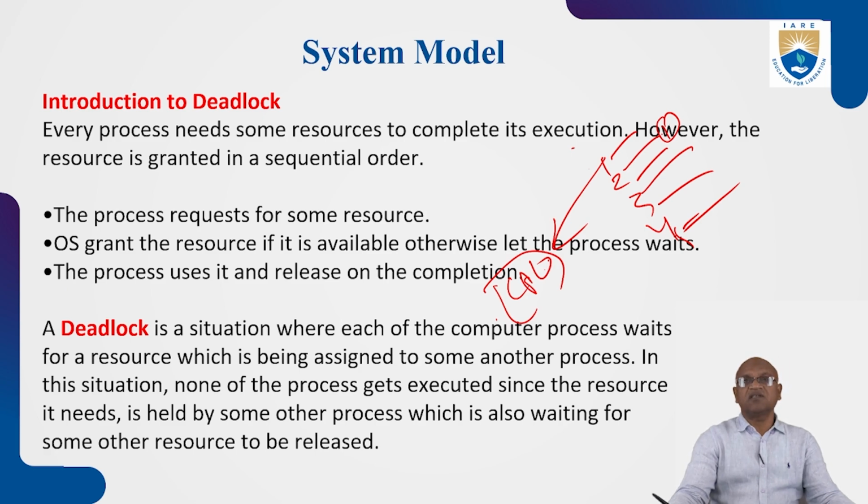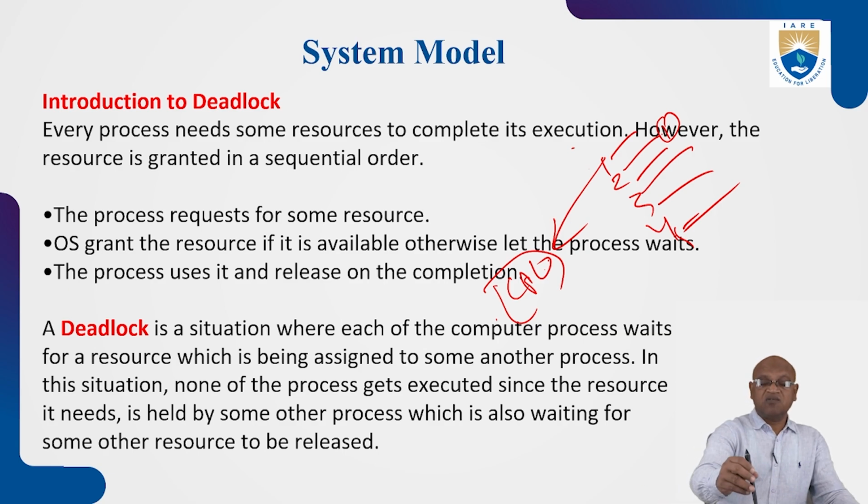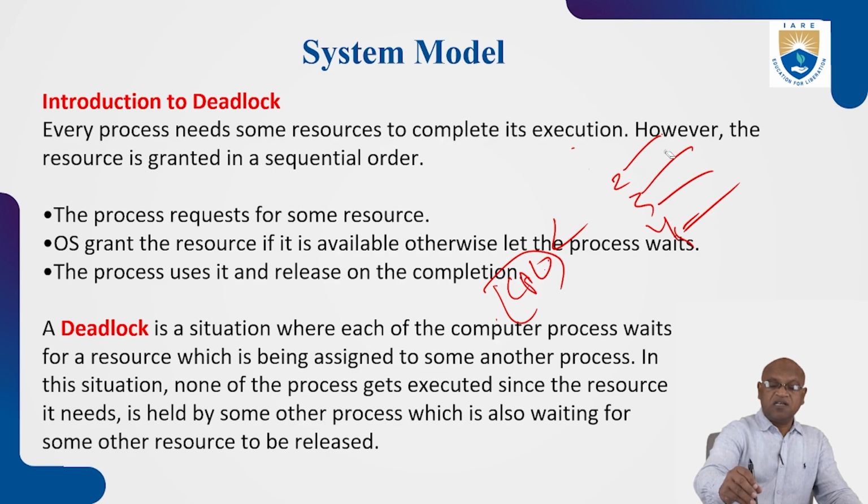So deadlock is a situation where each of the computer processes waits for a resource which is being assigned to some other process. In this situation, none of the processes gets executed, since the resource it needs is held by some other process which is also waiting for some other resource to be released. So that's the concept here. The process will be executing, and for execution it requires some resources. Resources may be a process, or a file, or variables, or anything. Unless it gets them, it can't execute or terminate from the CPU.